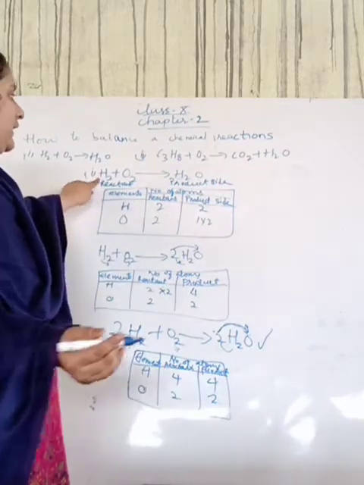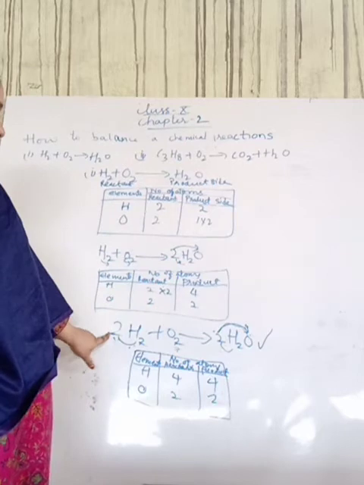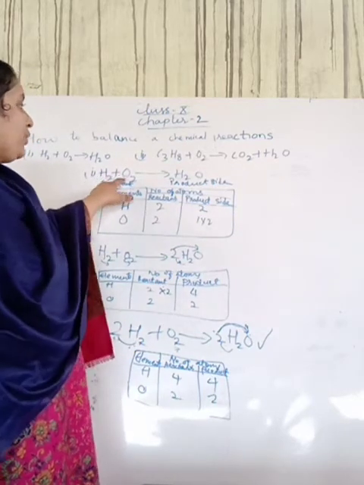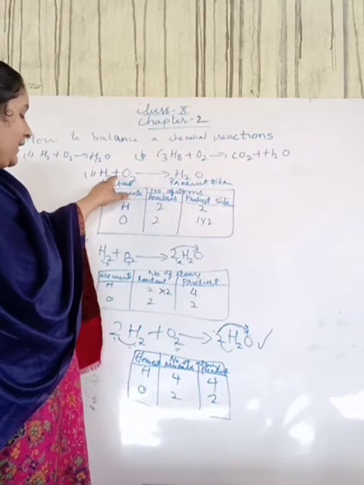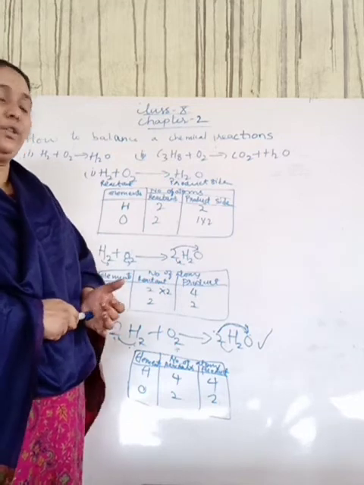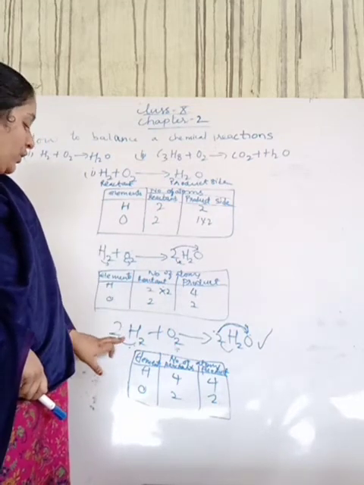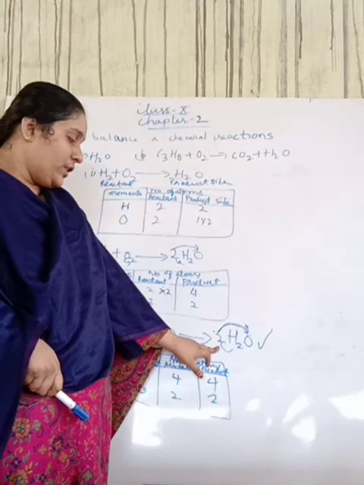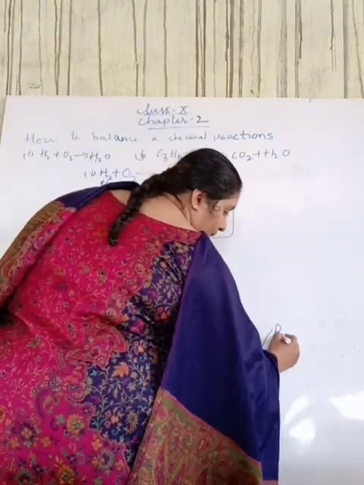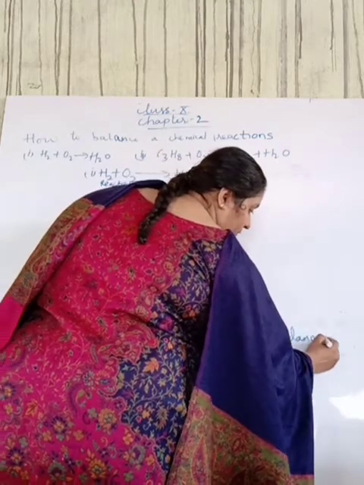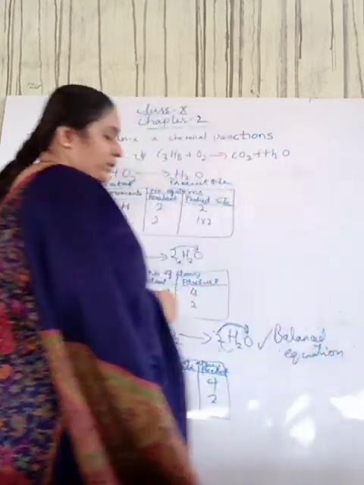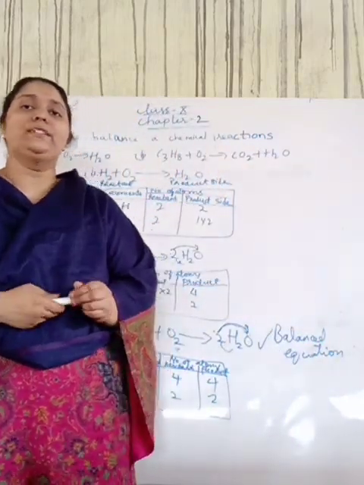This is nothing but skeletal equation. This is nothing but balanced equation. So H2 plus O2 we can't write as a skeletal equation. So whenever we are writing reaction between hydrogen and oxygen, what we should write? We should write 2H2 plus O2 gives rise to 2H2O. This is our balanced equation. Got it students? How to balance a chemical equation?